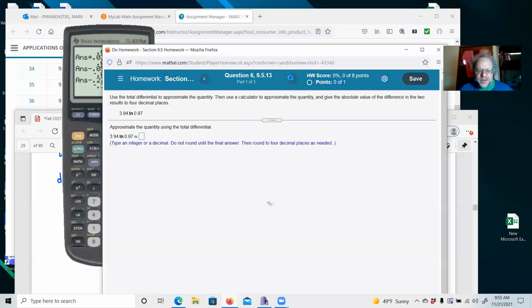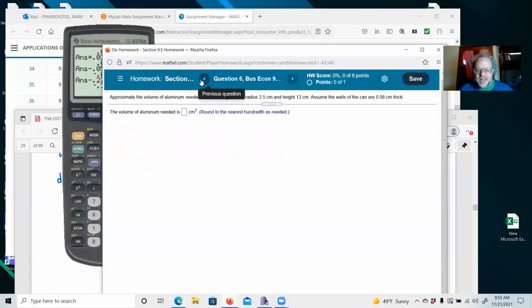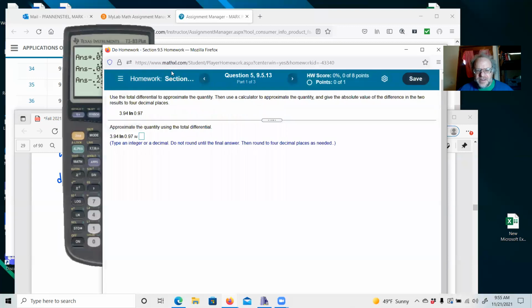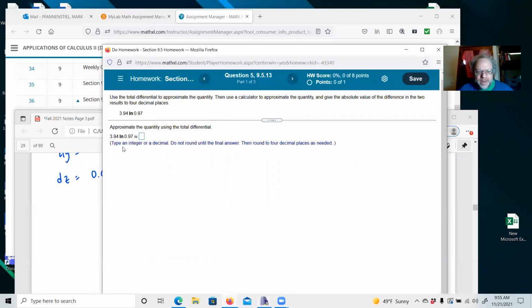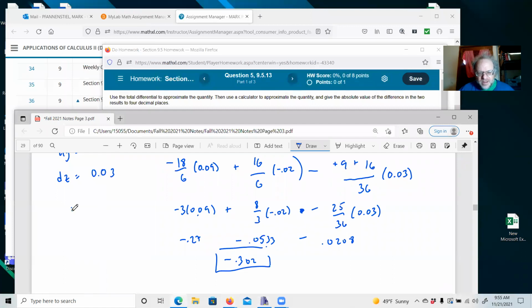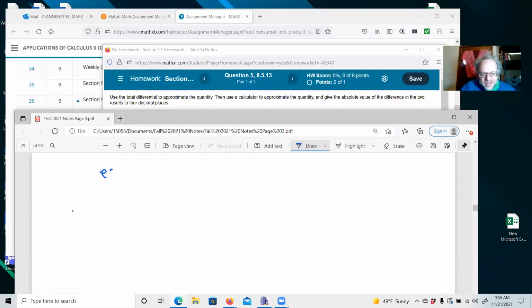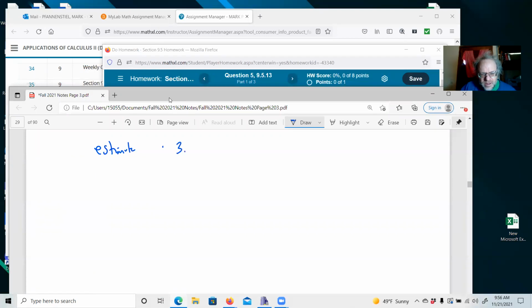There's an x and a y here, right? To see what's going on, total differential, and then use the calculator to approximate the identity. So here we want to estimate, what is this? This is 3.94 times ln of 0.97.